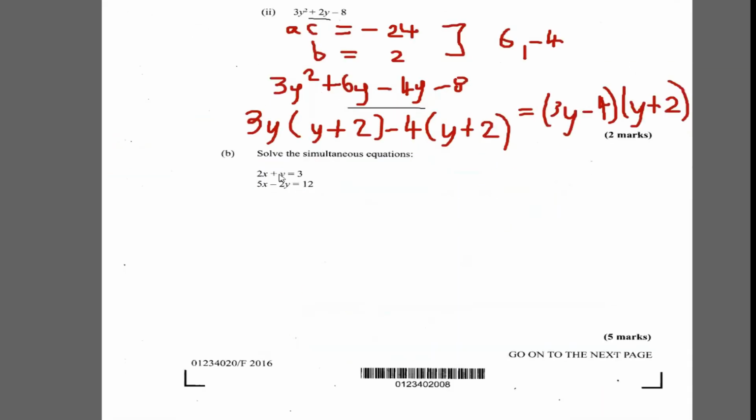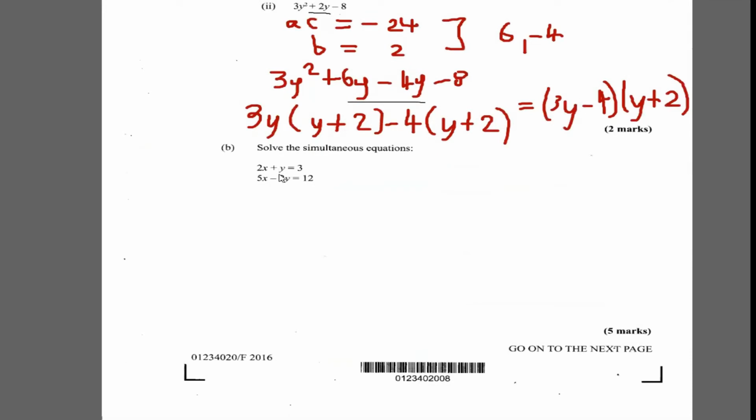All right, now this is to solve the equations 2x plus y equals 3 and 5x minus 2y equals 12. There are many ways to solve the equations. You can use the substitution method or the elimination method. For this question, we're going to use the elimination method.